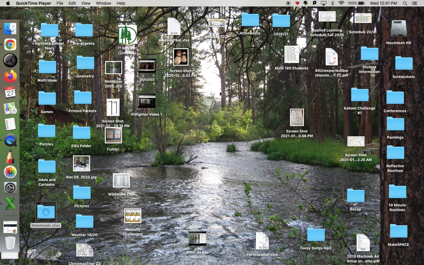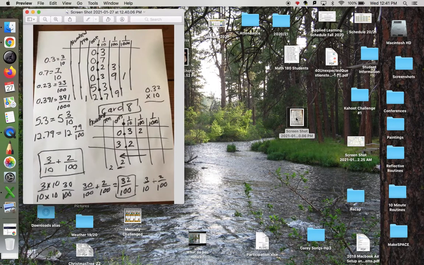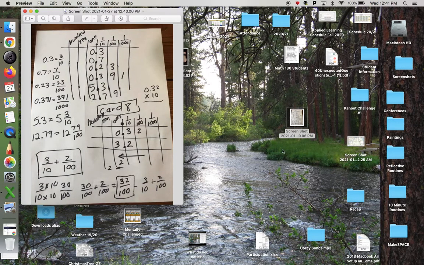This is a recap for Thursday, January 27th. So today we took notes on converting decimals into fractions. And the emphasis is on place value.